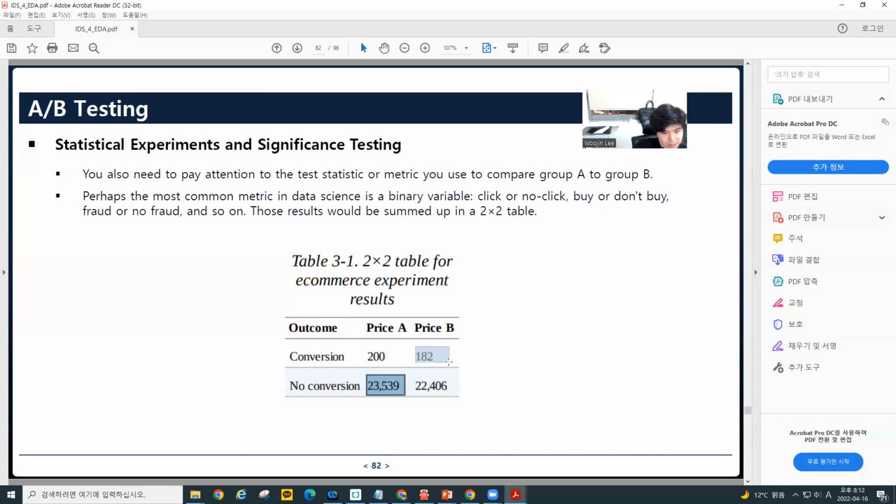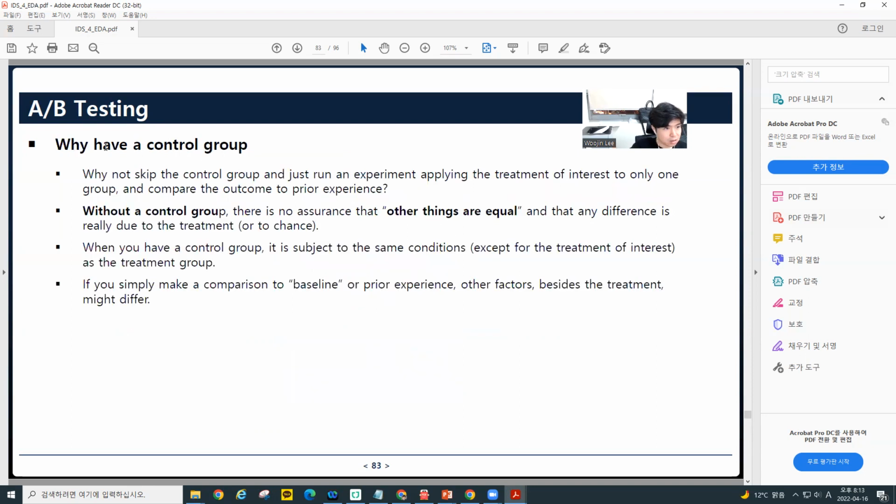반면에 프라이스 B는 182가 전환했고 22,406이 전환하지 않았습니다. 이렇게 바이너리한 베리어블을 가지고 있을 때, A라는 가격이 B라는 가격보다 더 타당한지를 컨버전 레이트, 즉 전체 중에서 전환을 얼마나 하는지를 가지고 비교할 건데요. 어떤 것이 평균적으로 좋은지, 얼마나 좋은지는 사실 그냥 계산만 하면 되는 문제입니다. 하지만 그만큼 평균이 다른 것이 정말로 통계적으로 유의미한 의미를 가지고 있는지 체크하는 것을 statistical experiment라고 이야기할 수 있습니다.